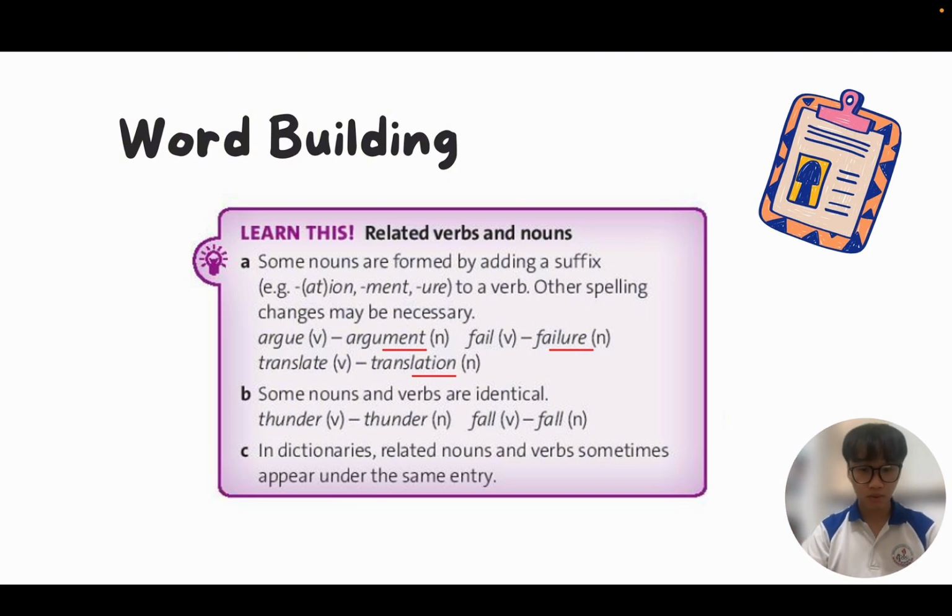But if you are not sure about some words, whether some nouns and verbs are identical, or some nouns are formed by adding a suffix, yeah, let's look it up in the dictionary, right? Yeah, it's much more authentic for us to have some idea about word building. Yes, so that's all.